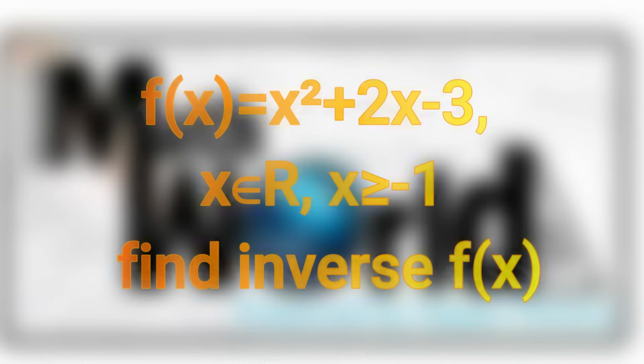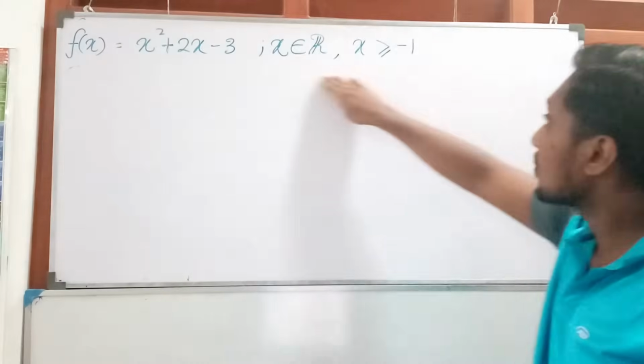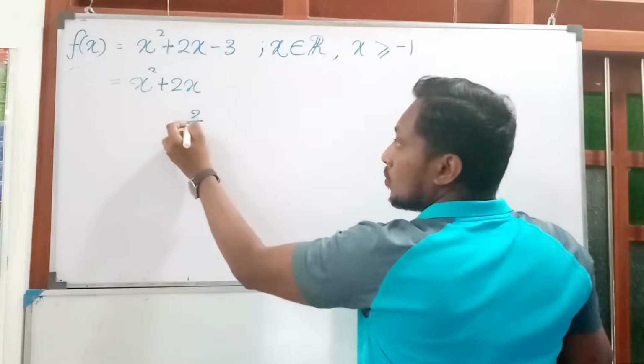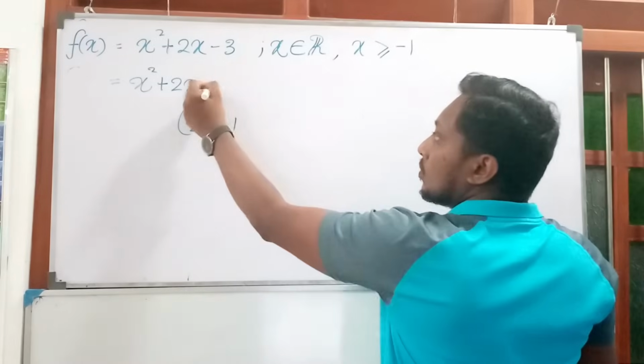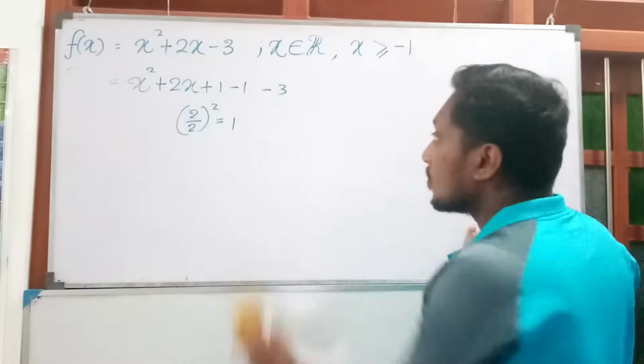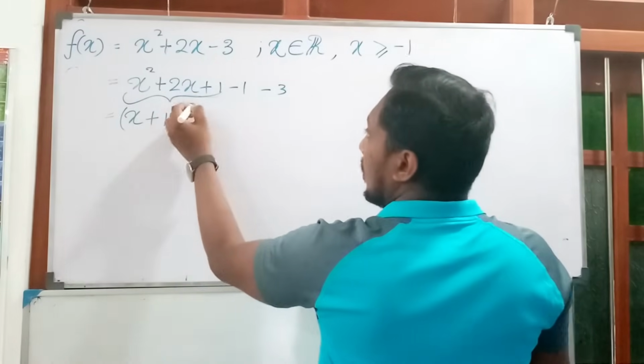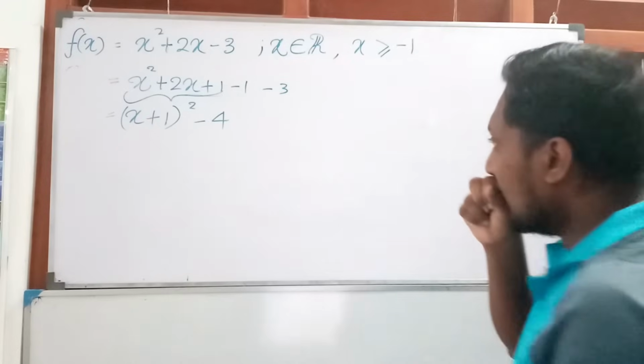Let's take an example. f(x) equals x squared plus 2x minus 3. The domain is given: x is a real number and x is greater than or equal to minus 1. Let's see why the domain is given like that. First of all, we'll write the quadratic expression in completed square form. So x squared plus 2x, and the constant term we have to find. How to find the constant term? Divide the middle term coefficient by 2 and get the square of it. So we have to add it and subtract it as well.